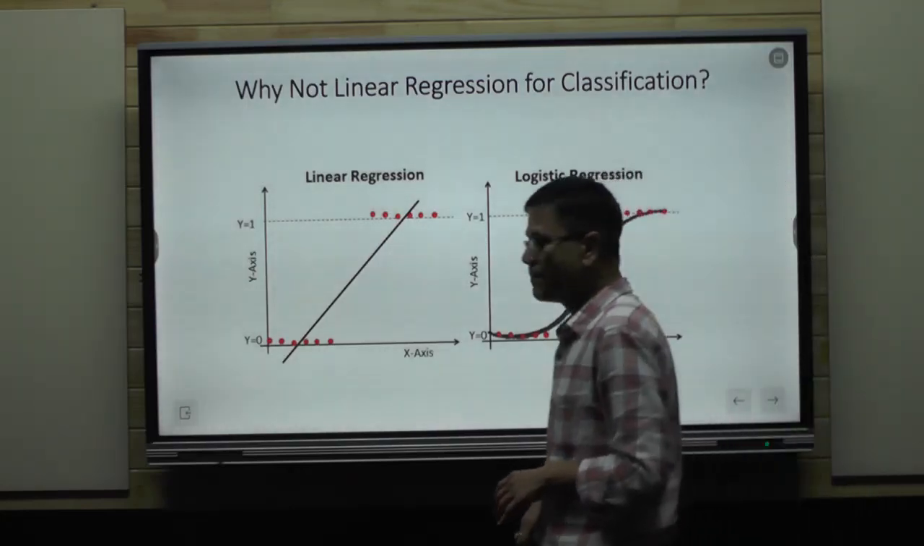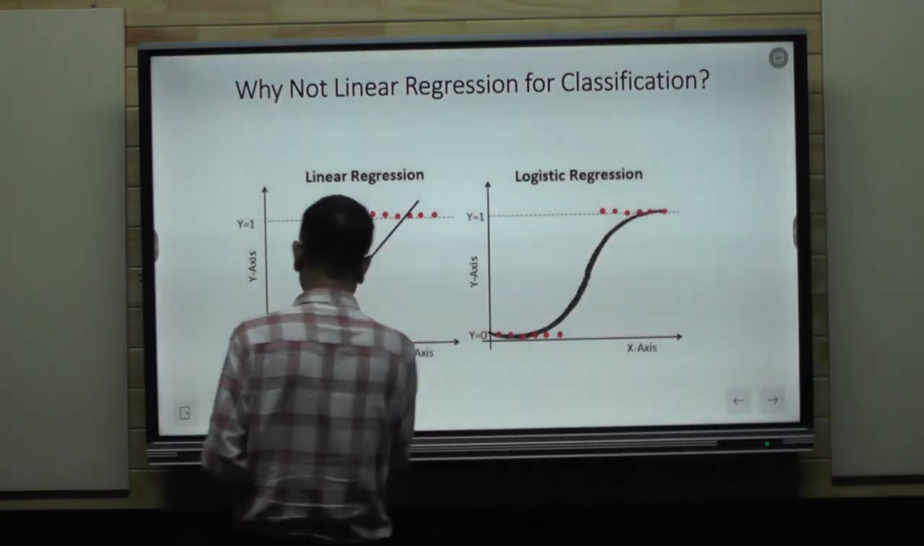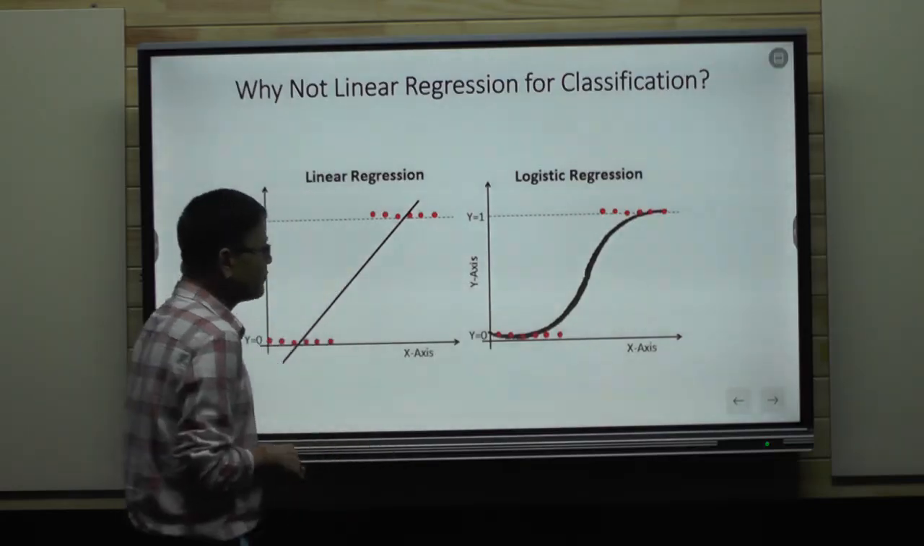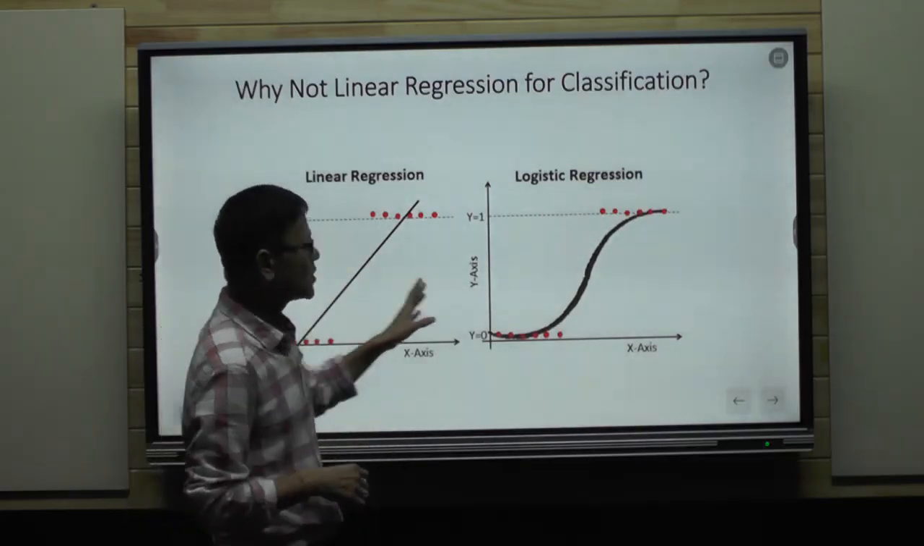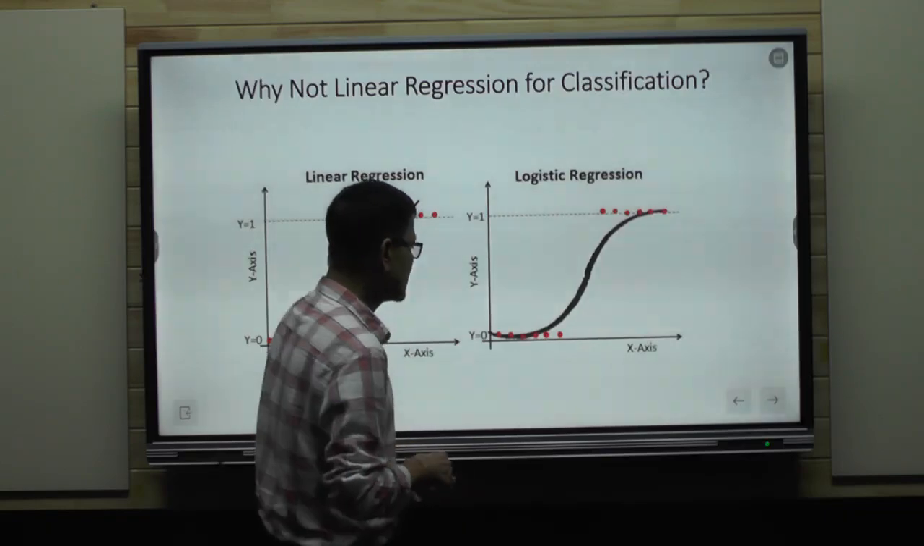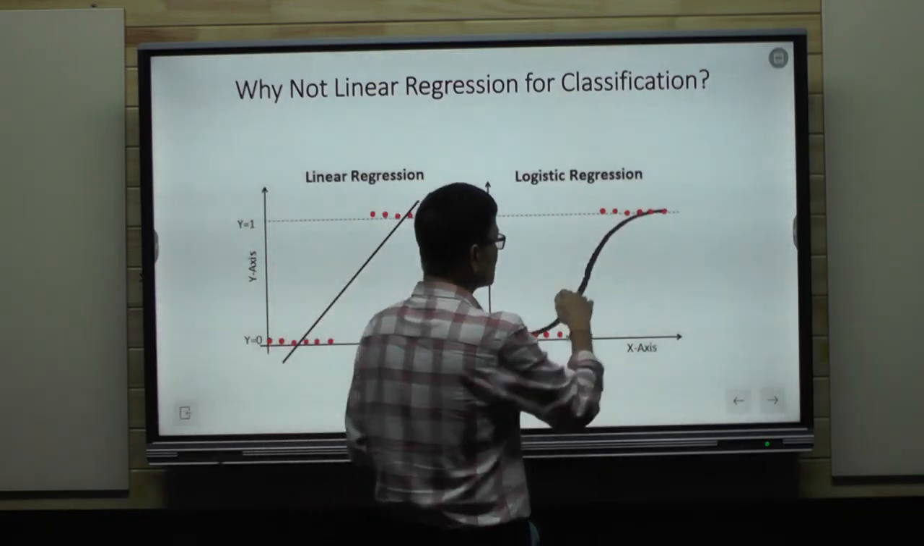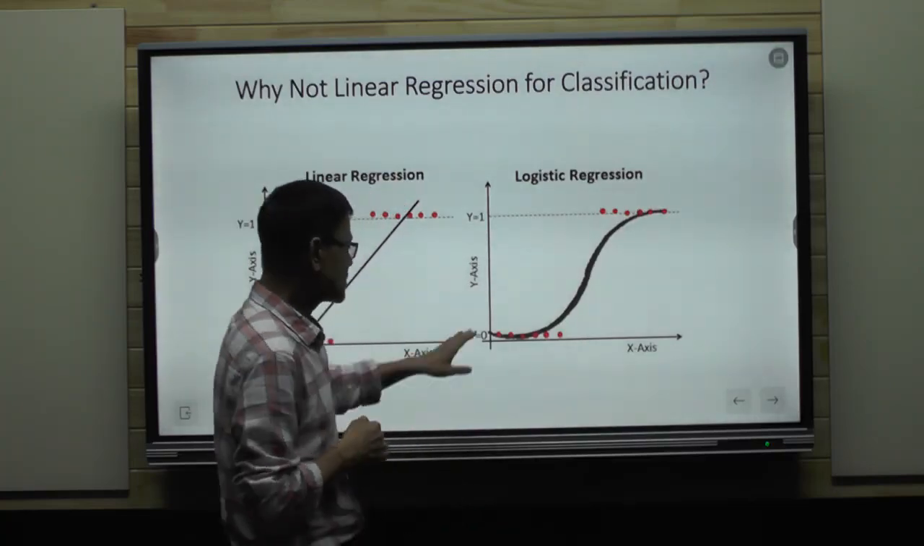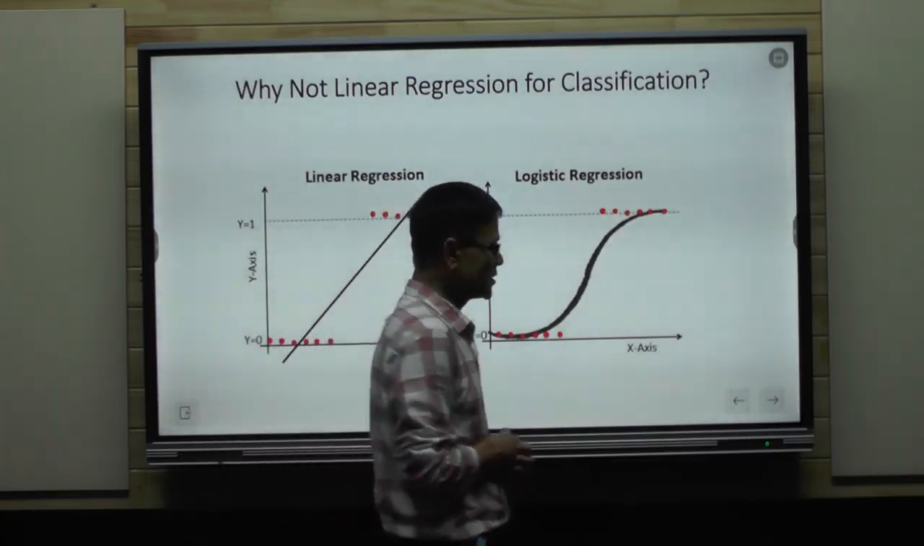So there is a comparison. You see that in linear regression we will always get a straight line. Now if we convert this linear regression to logistic regression by using the sigmoid function, we have something like an S curve. So this is principally a sigmoid function.